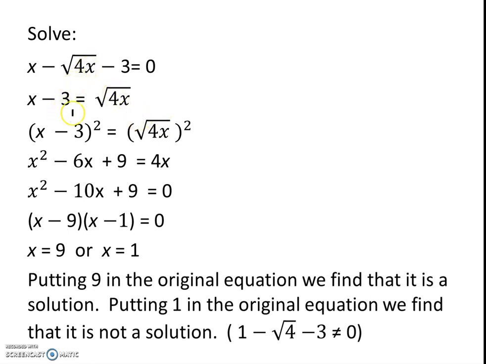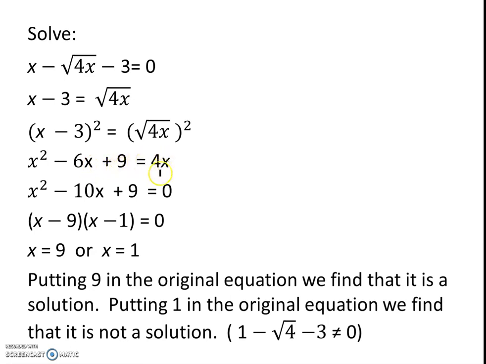The first thing you want to do is try to get the radical on the other side so that we can square it, because we know squaring undoes the radical. When we square the radical, it goes away and we're left with just 4x. But whatever we do to the right side of the equation, we have to do to the left side. So we have x minus 3 squared, which ends up being x squared minus 6x plus 9.